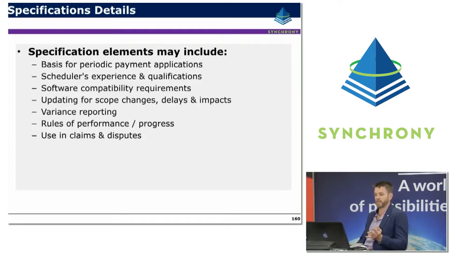Requirements for the scheduler's experience, software compatibility requirements, updating for scope changes, delays and impacts, variance reporting requirements, so putting a requirement on a contractor to report particular thresholds of performance, and specifying how the EVM system might be used in claims and disputes, and how extensions of time and things such as that might be supported by the schedule.